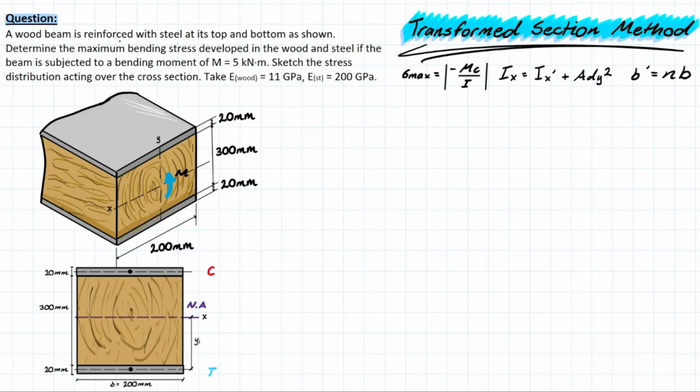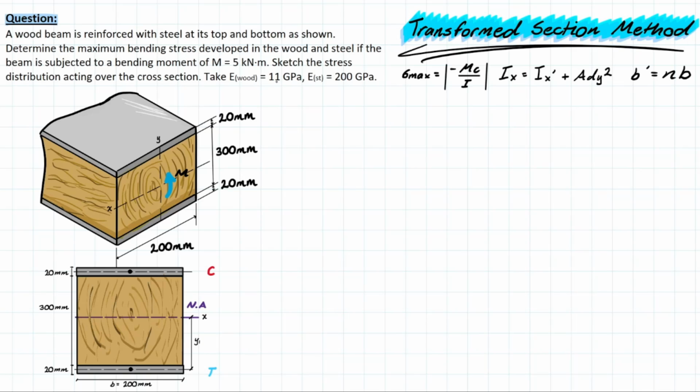We have a wood beam, which is reinforced with steel at its top and bottom as shown, and it wants us to determine the maximum bending stress developed in the wood and steel if the beam is subject to a bending moment of 5 kilonewton-meters. That's right here, and it's asked us to sketch the stress distribution over the cross section, and it gives us the modulus of elasticity for both of these materials.